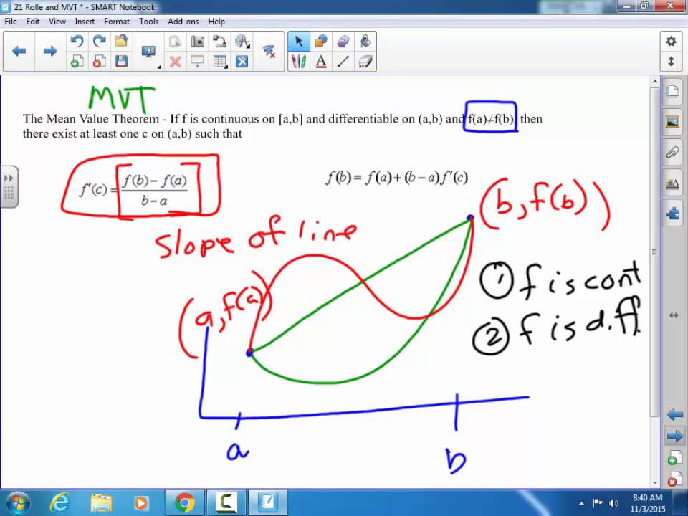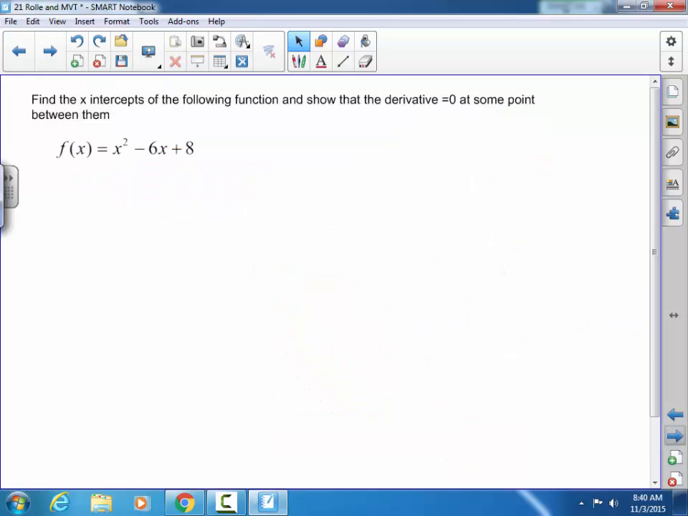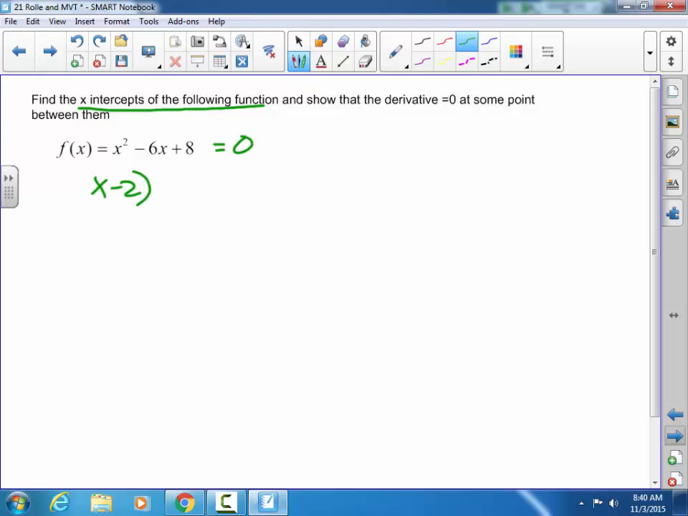So now I know you don't feel super comfortable, but let's look at a problem here and see how this actually applies. Find the x-intercepts of the following function and show that the derivative equals 0 at some point between them. Find the x-intercepts. What does that mean? Find the zeros. How do we find zeros? You're going to set this equal to 0. You can factor it. So that means x is 2 and x is 4.